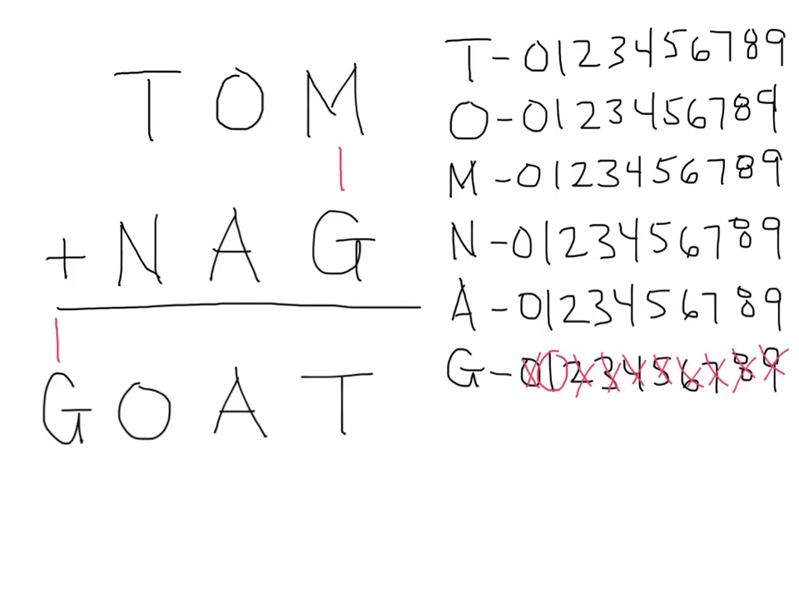I know that A cannot be 1. I know that N cannot be 1. M cannot be 1. O cannot be 1. And T cannot be 1. Okay, so already now I've eliminated some possibilities.